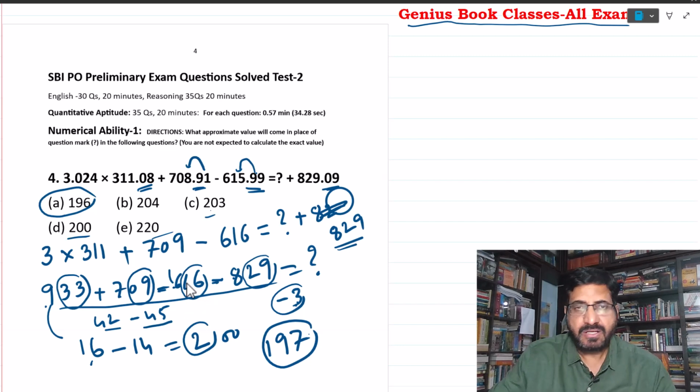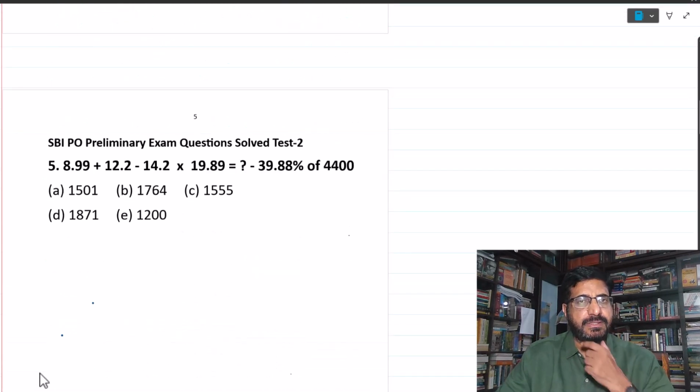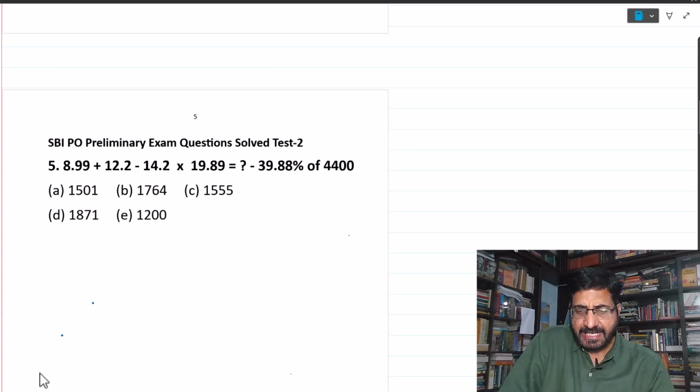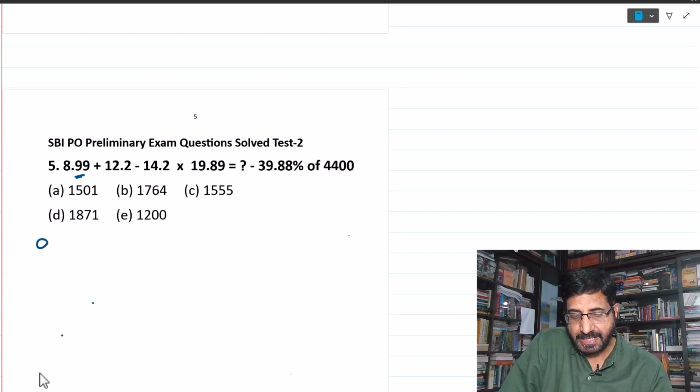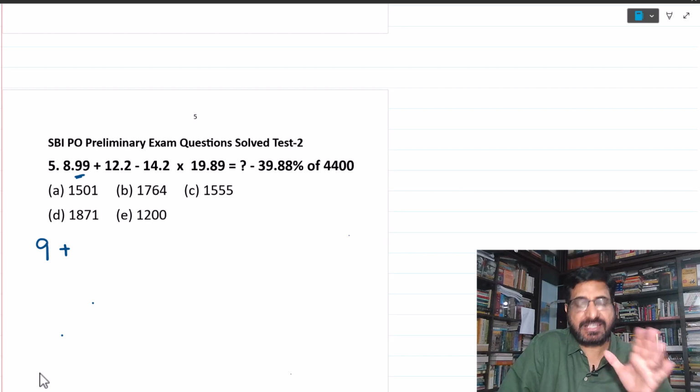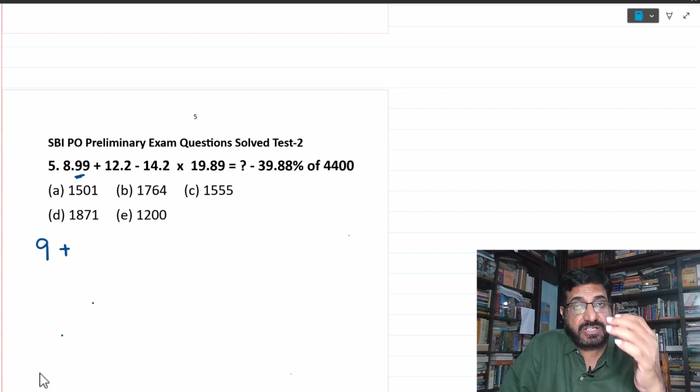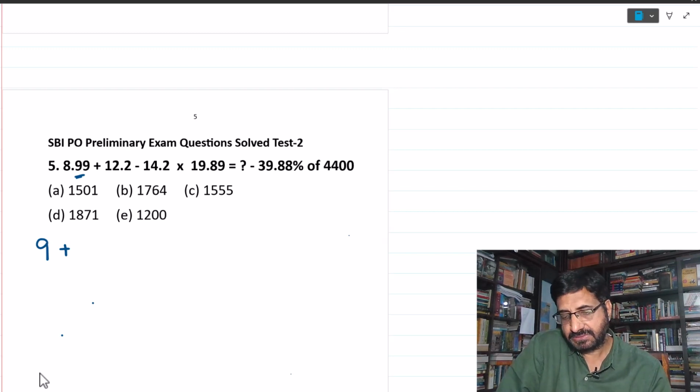Hope you understood. Okay, now move on to the next problem. Again approximation, 8.99. 0.99 is almost equal to 1, so 8 will become 9. Then plus 12.2. 0.2 is negligible because it should be closer to 1. Then only you can take that 1 and add to the other digit. Now 0.2 is negligible, so I take only 12.